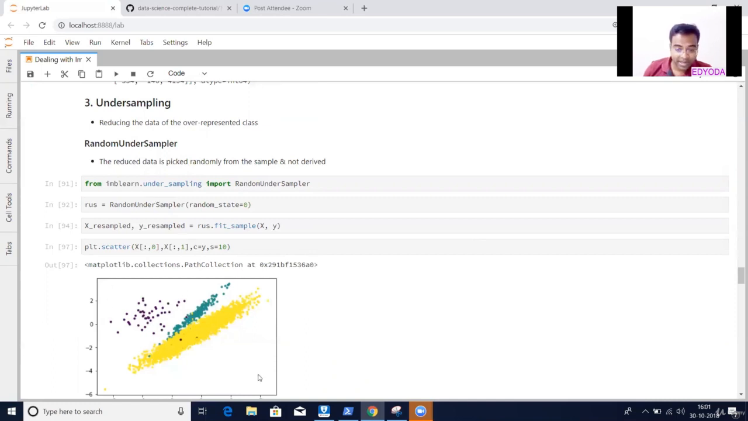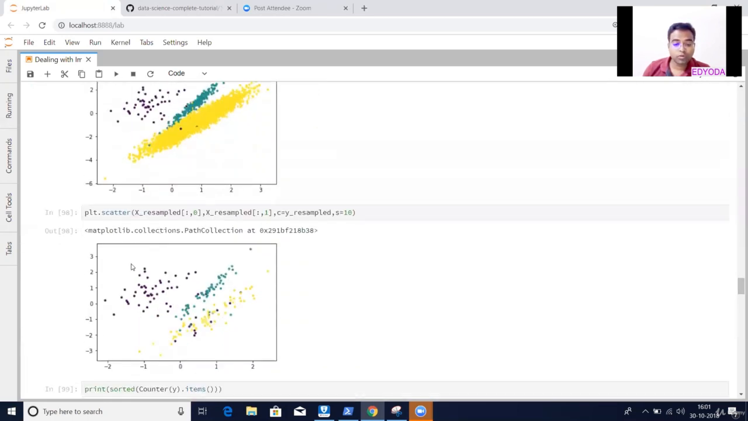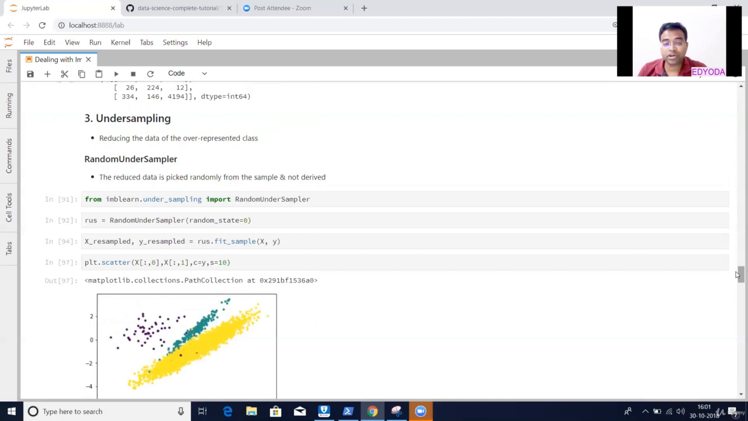Say we have data like this, and we are using random undersampler, and it will generate X resampled and Y resampled. Okay, so on plotting this, we can see rather than a dense yellow region, we have a lighter yellow version, and we can see all these classes are equally balanced now. The number of samples for all these classes are equal. So this is your undersampling technique, where you try to minimize the overrepresented class.